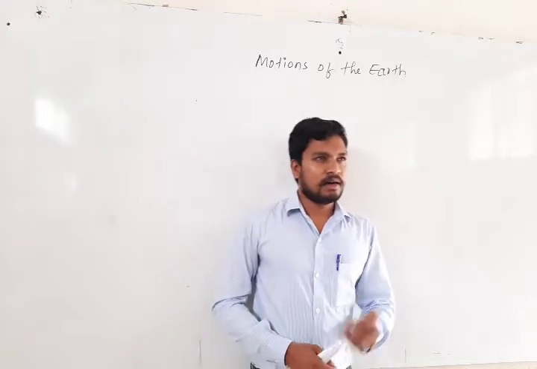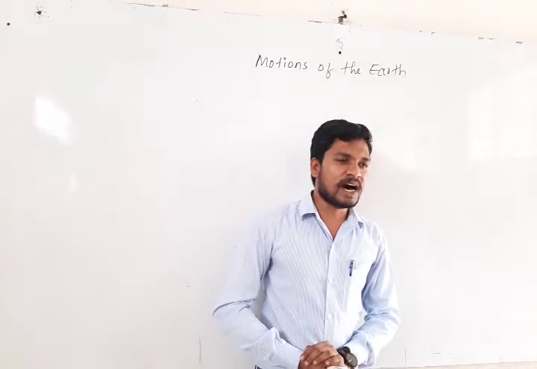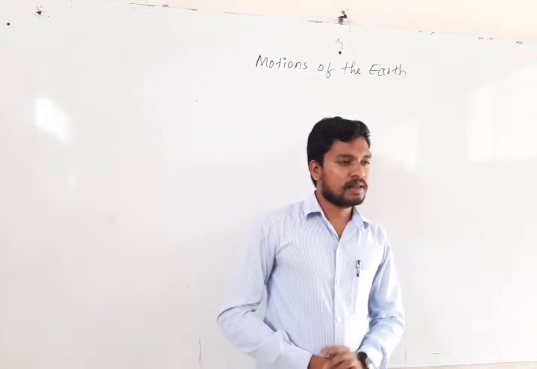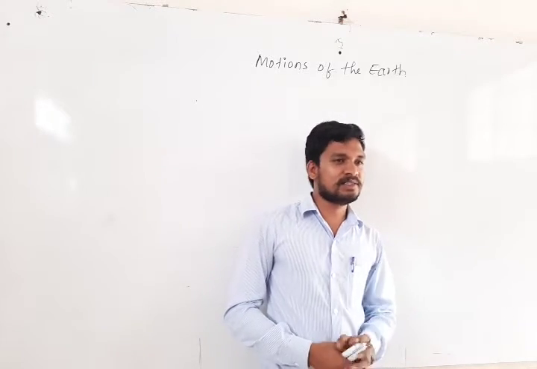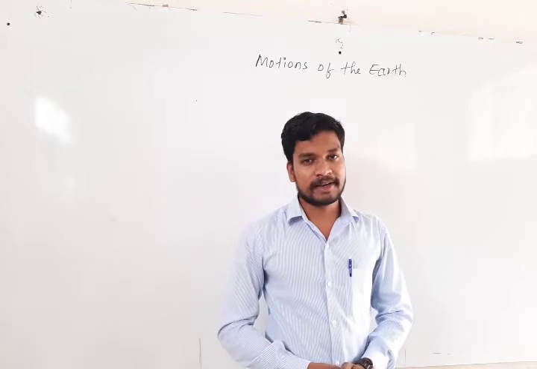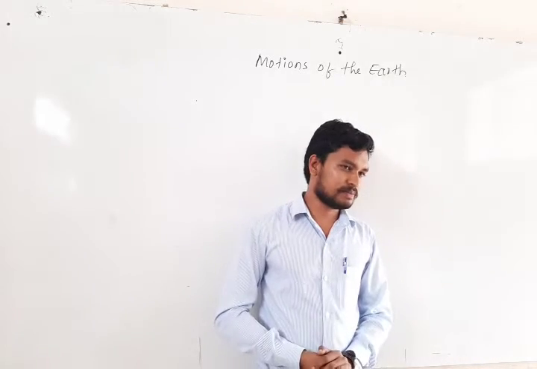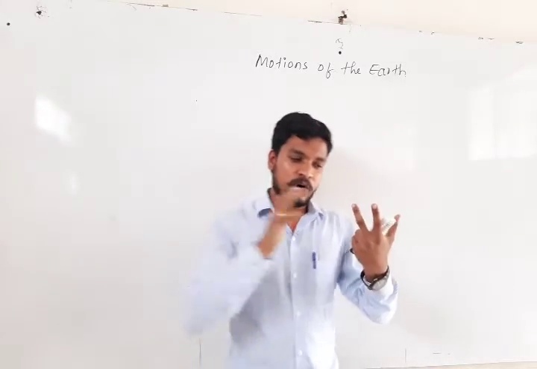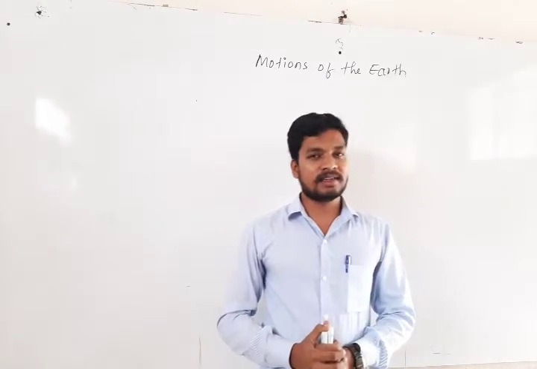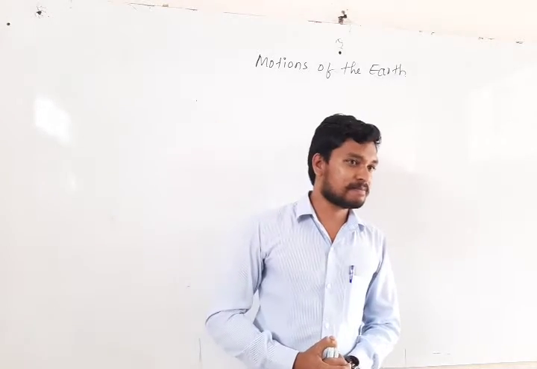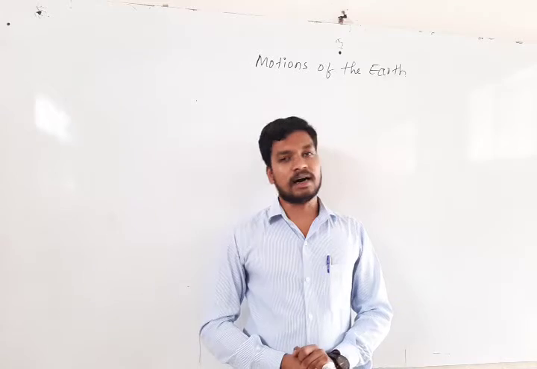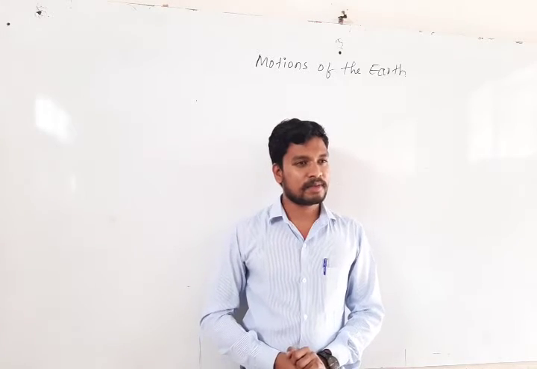Then only one face of the earth gets the sunlight. The other face of the earth will remain dark. Why is it so? Suppose we have the sun here and the earth here. Only one face, or half, of the earth gets the sunlight. The other half of the earth will be under darkness. What is the reason? Why?